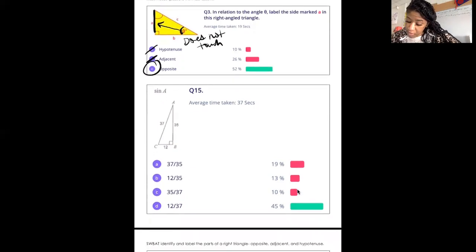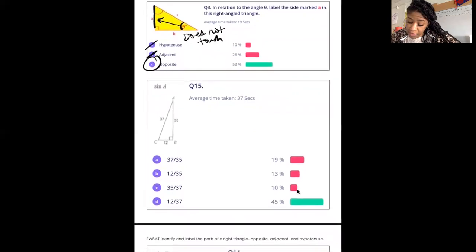Okay. Question 15 wants you to find the sine of A. So we're going to label A. First thing we always do is label all the sides. Directly across from the angle, 12 is going to be our opposite. 37, of course, is our hypotenuse. And 35 touches A, so that's going to be our adjacent.